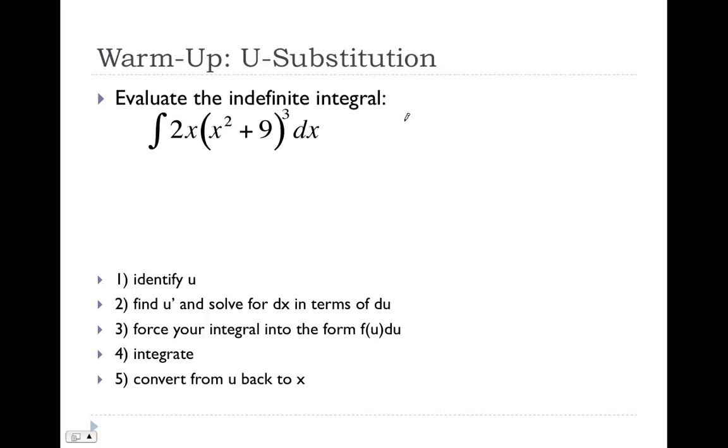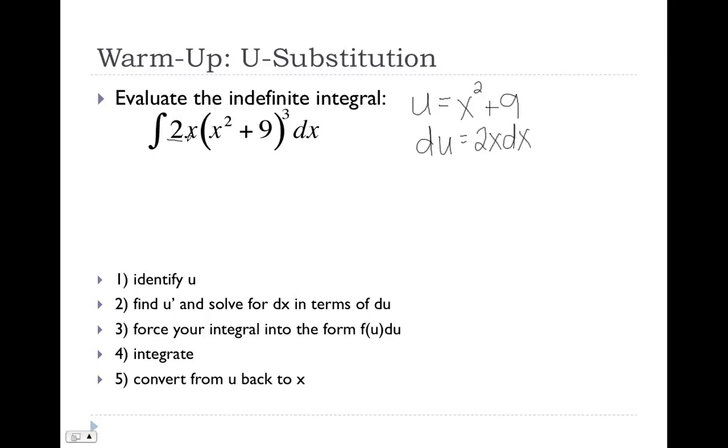Okay, so hopefully you realized that this was a U substitution problem. I see that my inner function here is x squared plus 9. That quantity is cubed, and I notice that the derivative of that quantity, or at least a multiple of the derivative of that quantity, is also present in this integral. So I'm going to define my U as x squared plus 9 and my du as 2x dx.